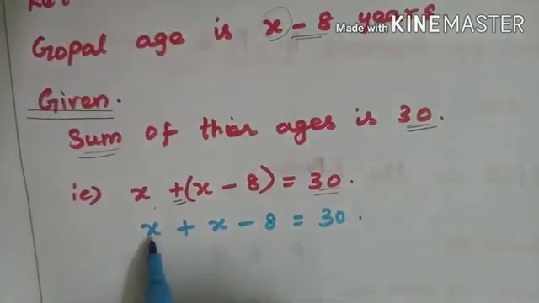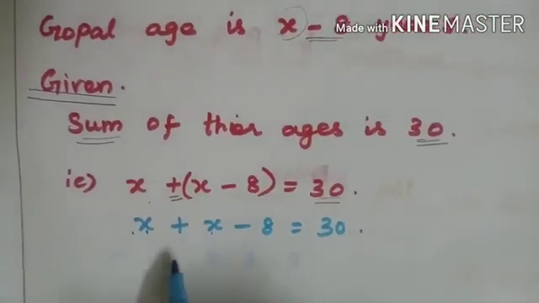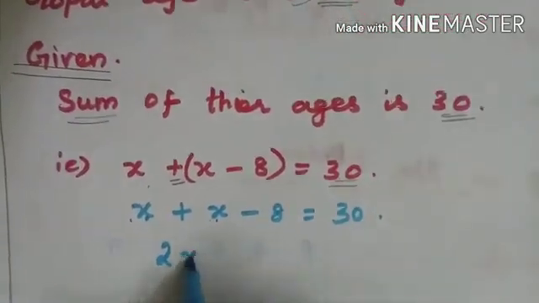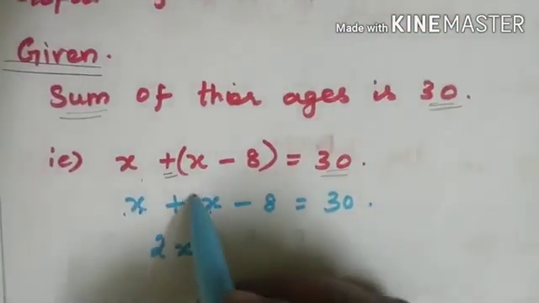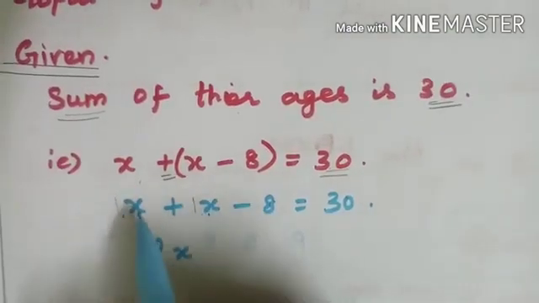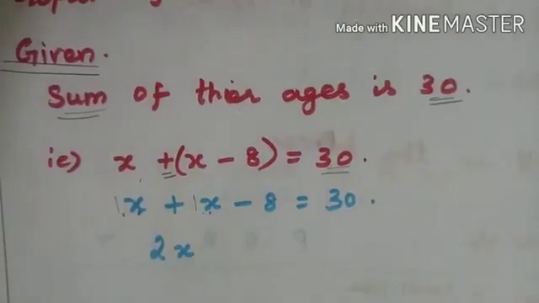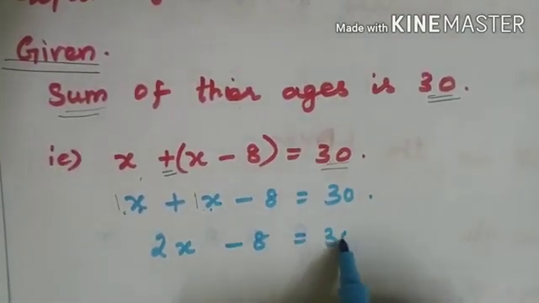Now you see here, x plus x. So here 1x, here 1x. When we are adding x plus x, we will be getting 2x. So here what is there? Here 1x and here 1x. When we are adding these two, we will be getting 2x, okay? So 2x minus 8 equal to 30.